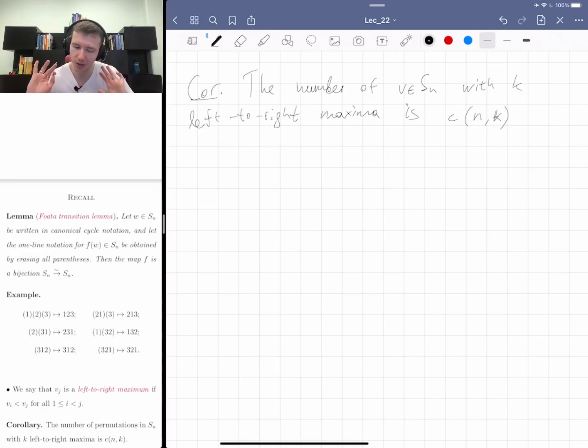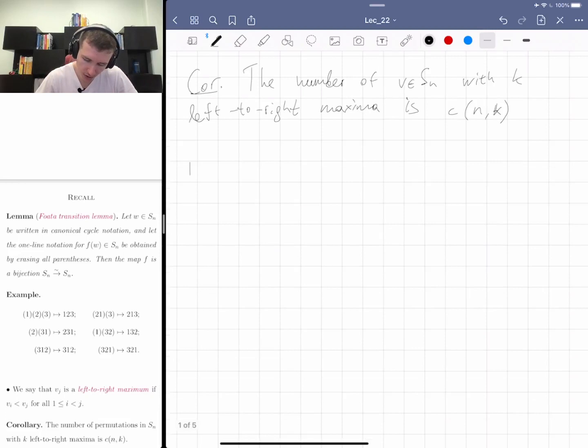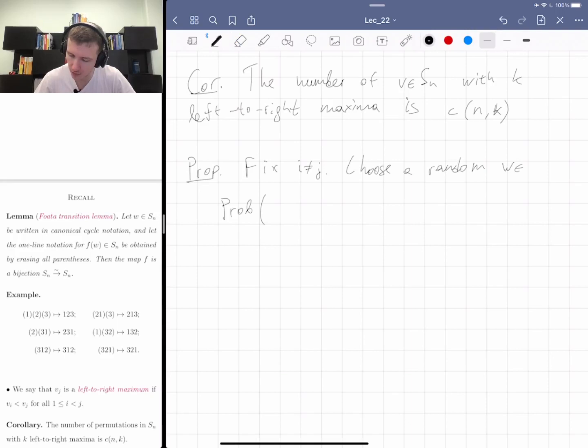Right now it's about only cycles and permutations. So here's the claim. Let's say you have two elements i and j, with i not equal to j. Fix i and j, and then choose a uniformly random permutation W in Sn. What is the probability that i and j belong to the same cycle of W? Can you guess what the answer is going to be?